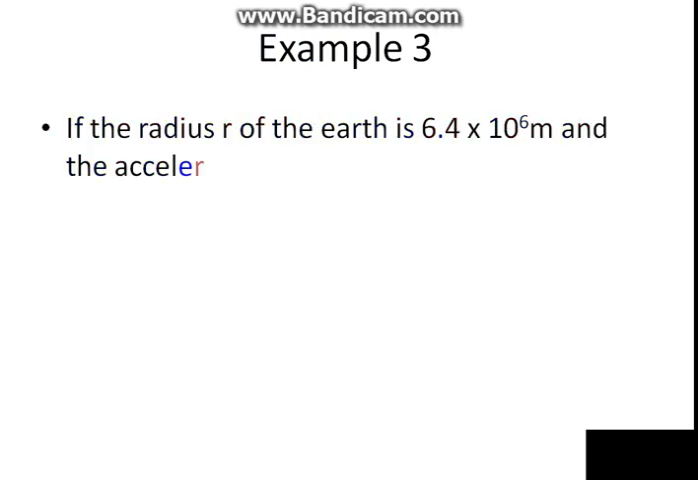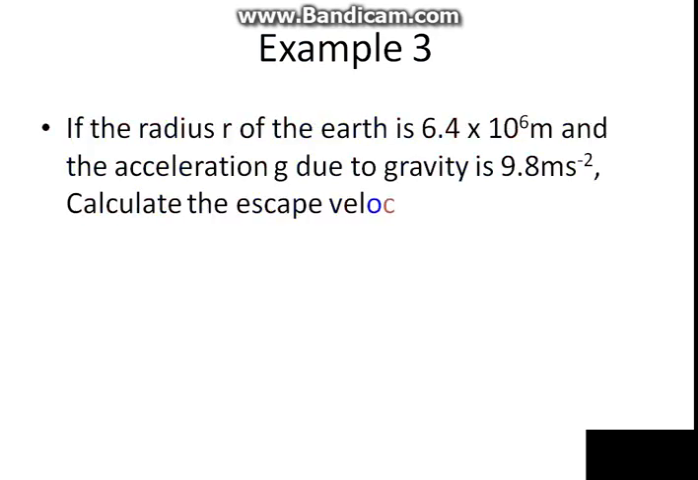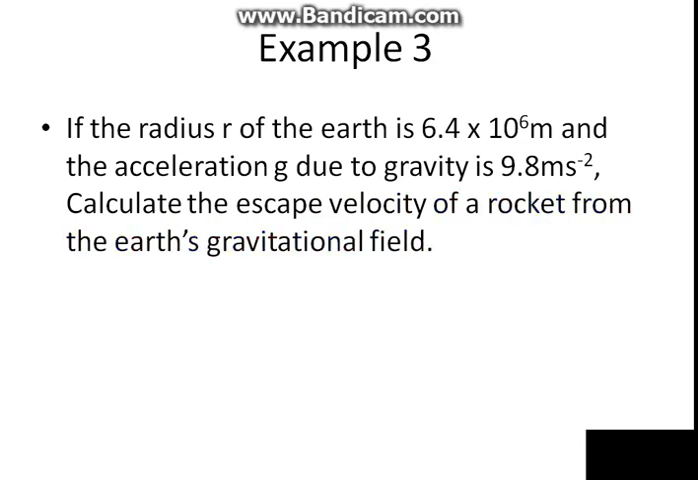Example 3. If the radius R of the Earth is 6.4 times 10 raised to power 6 meters, and the acceleration g due to gravity is 9.8 meters per second squared, calculate the escape velocity of a rocket from the Earth's gravitational field.